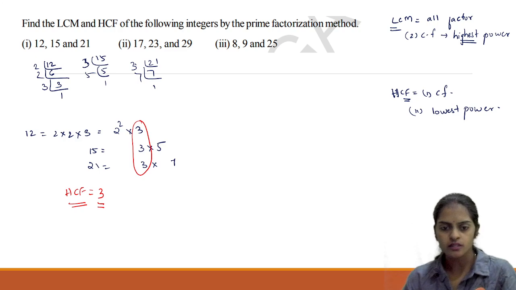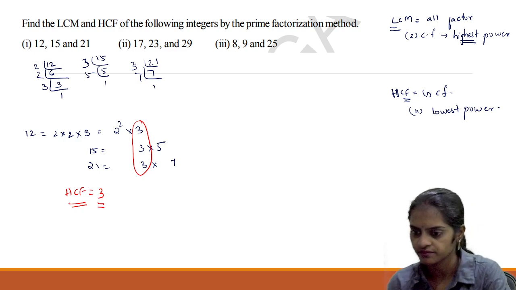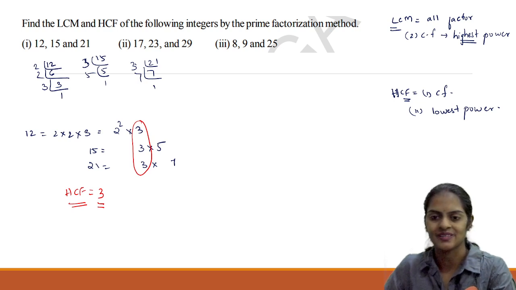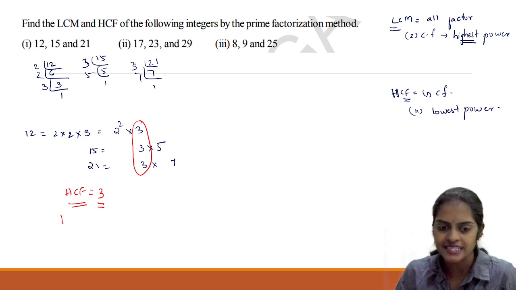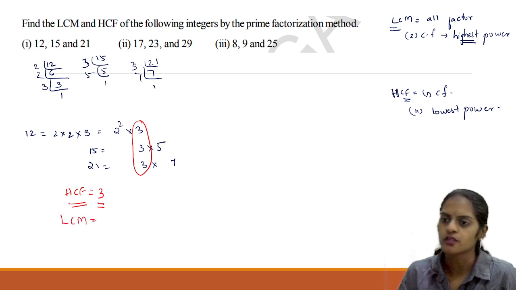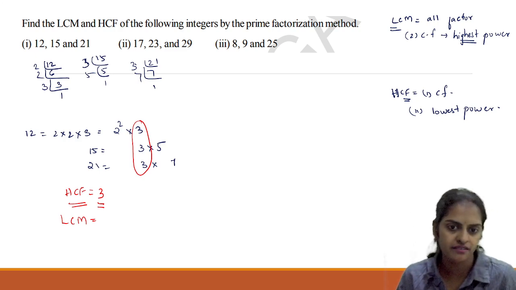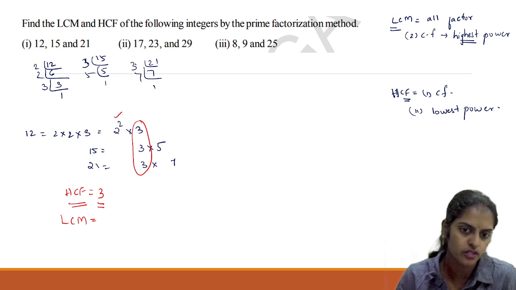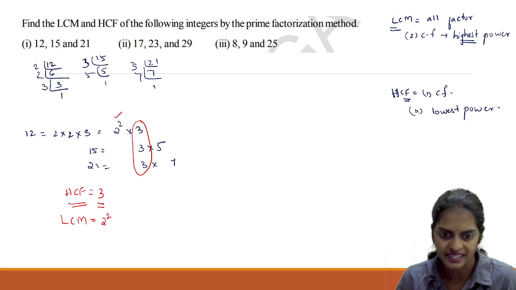Clear? So, next is LCM. So for LCM, what is the rule I told you? All the factors you will consider. So here you have 2 square, 2 as a factor. So you write as it is, 2 square, with the power.